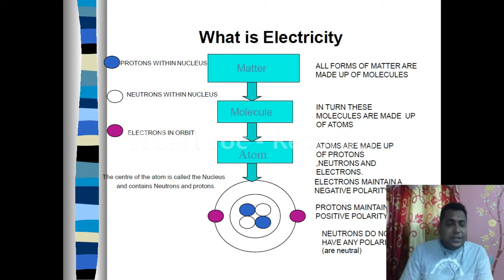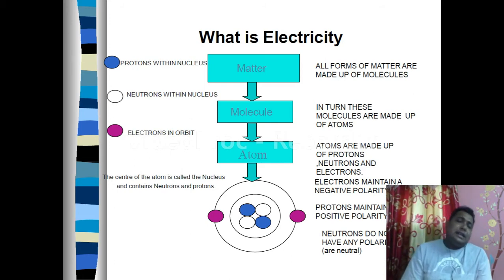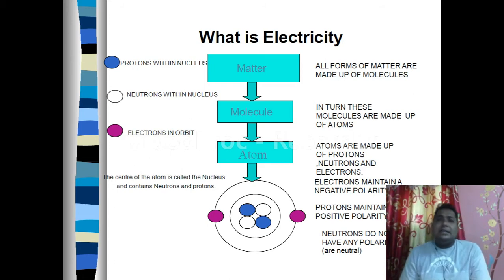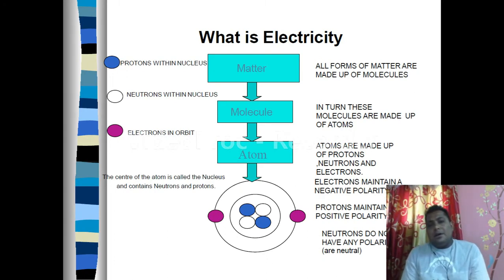Okay, so as we can see in this particular diagram, in the center we have white circles and some blue circles. The blue circles are the protons, the white circles are the neutrons. A proton is positively charged, a neutron is chargeless, and this pink one is the electron, which is negatively charged.